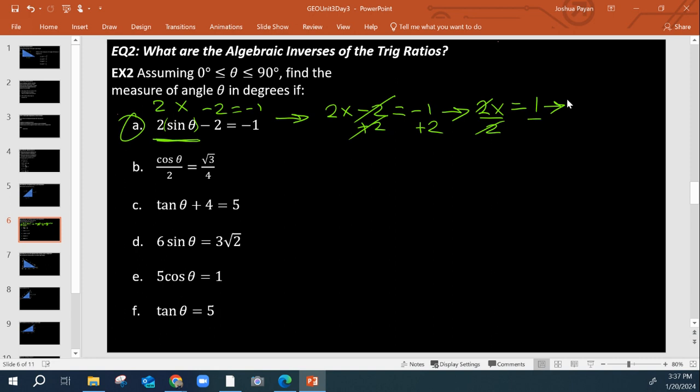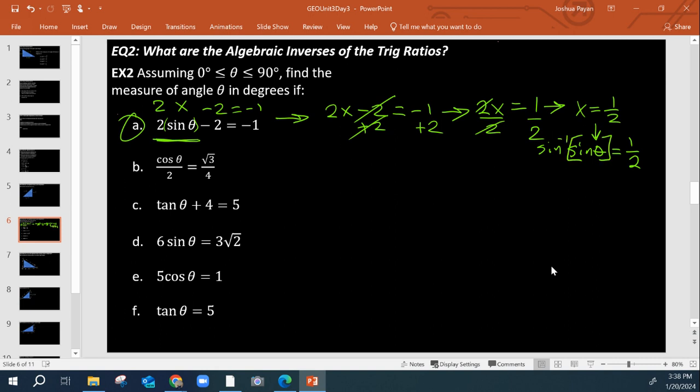That's going to cancel there. What you do to one side, you do to the other. And we now have x equals 1/2. Or, as we know, sine theta equals 1/2, right? And we're not quite done yet. We still have to undo the trig function, okay? So the inverse of multiplying is dividing, and dividing has an inverse of multiplying. Adding has an inverse of subtracting. Subtracting has an inverse of adding. Sine has an inverse of arc sine, right? So the inverse of sine is arc sine.